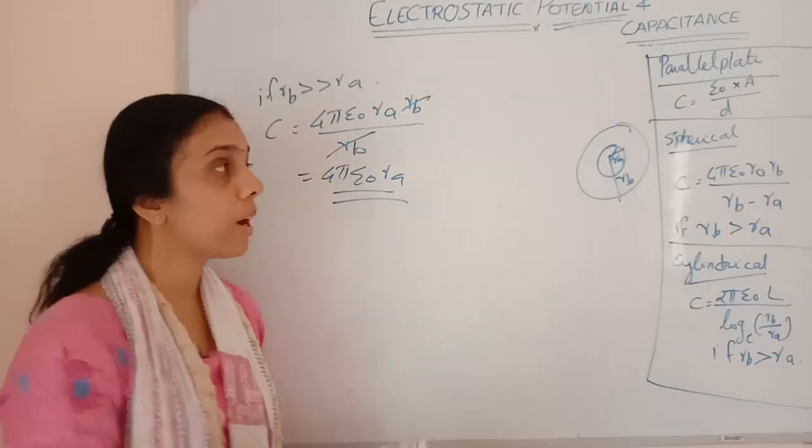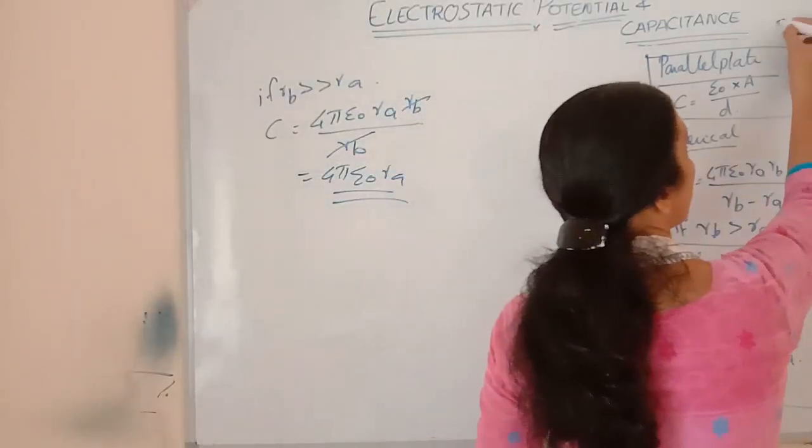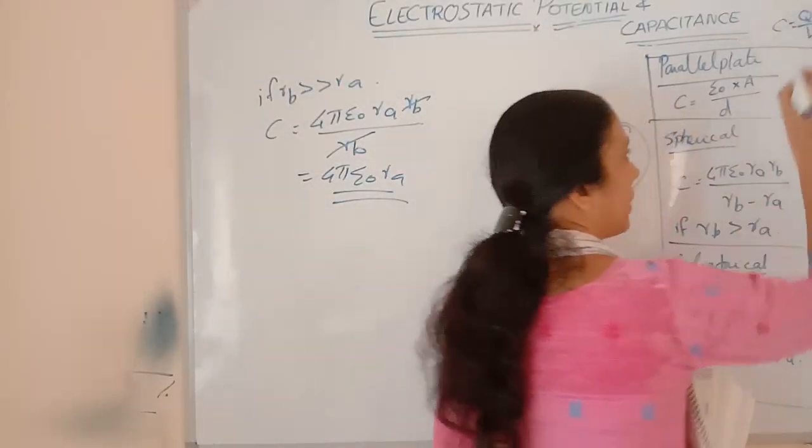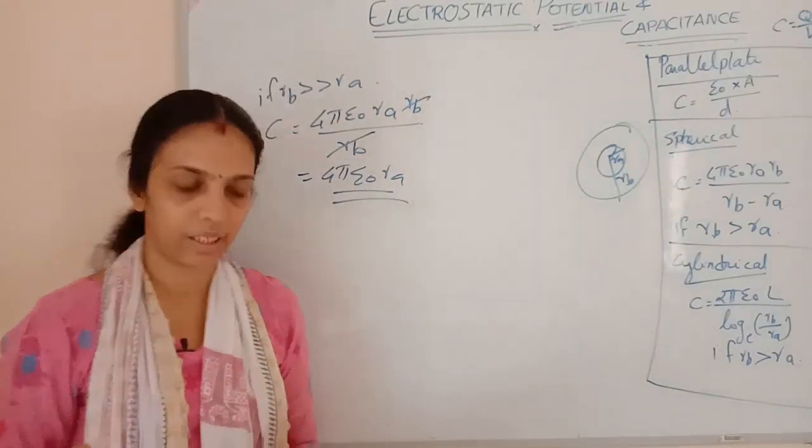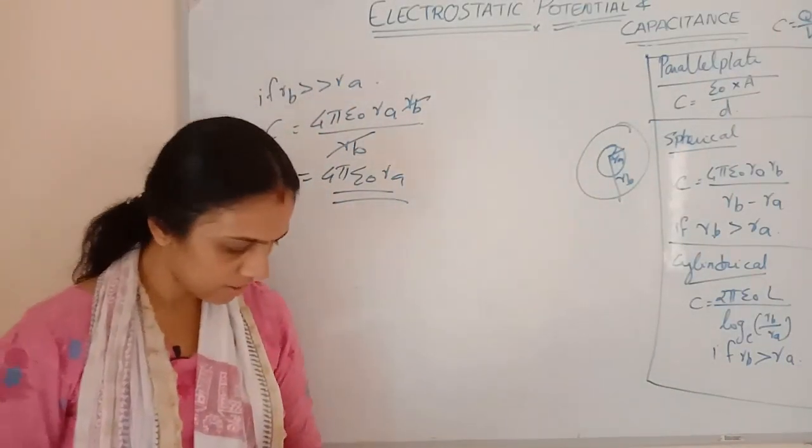Now, don't forget about the general equation, C is equal to Q by V. That is also an important formula, right? So shall we do some questions?